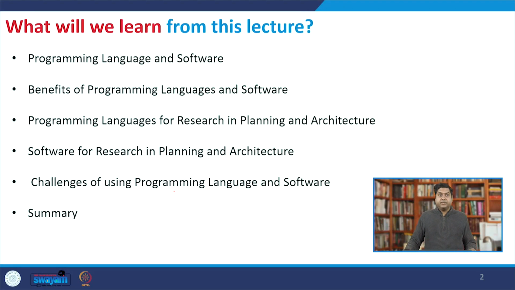The objective of this particular lecture, what we are going to learn, is as follows. First, we'll discuss the very basic idea of programming language and software and how they help researchers speed up the work, come up with good findings through meticulous analysis, and handle lots of data in quick time. We'll discuss the benefits of programming language and software in the context of research in the planning and architectural domain. We'll also discuss the software and the programming languages for research in planning and architecture. Along with that, though there are so many advantages of using programming language and software, there are certain issues and challenges that as researchers we should also understand. And then we'll summarize our understanding towards the end of this lecture.